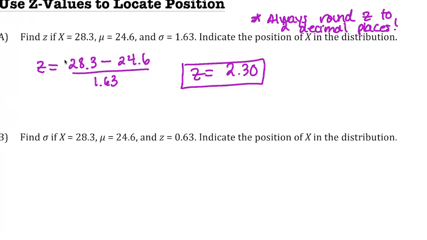So we get 2.30. And all that really means is, since our mean was at 24.6, the z value is telling us that because it's positive, our data point 28.3 is falling to the right of the mean. If it was negative, that would tell us that our data point is falling to the left of the mean. And the 2.3 represents how far away it's going to be. But overall, that would be our z value.